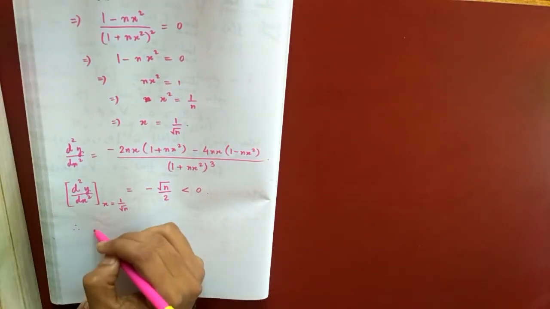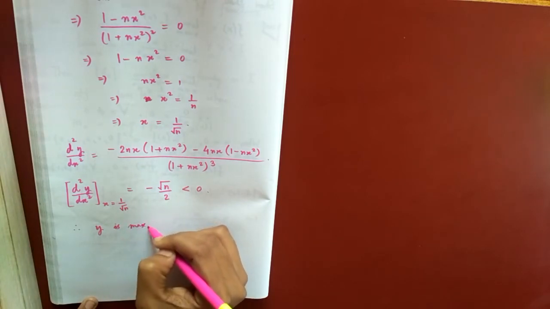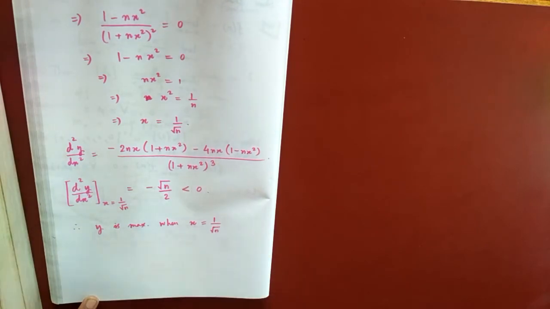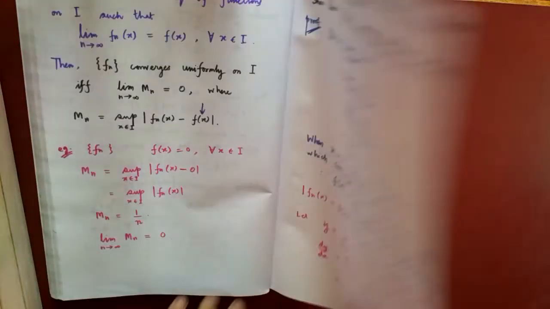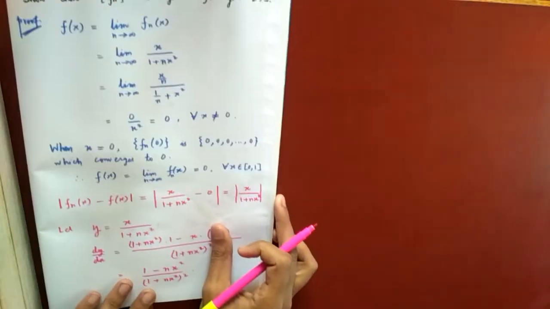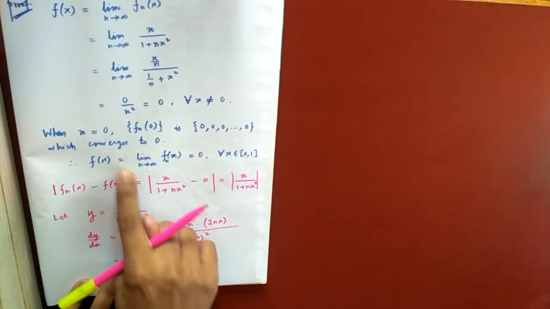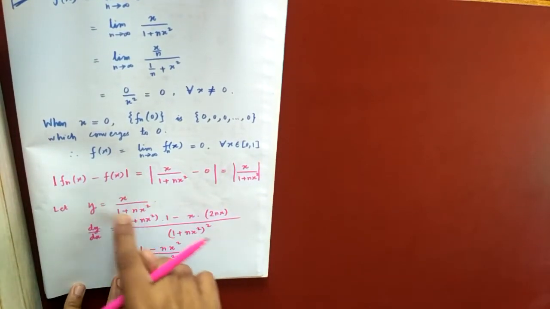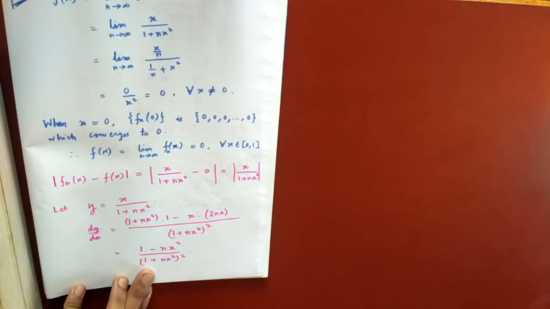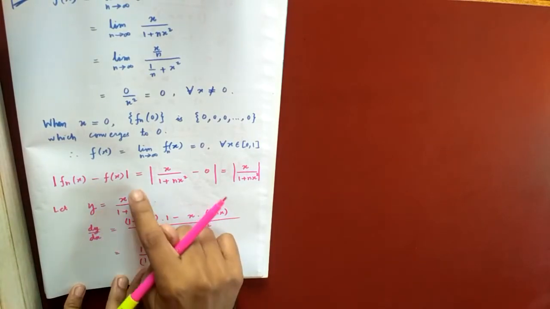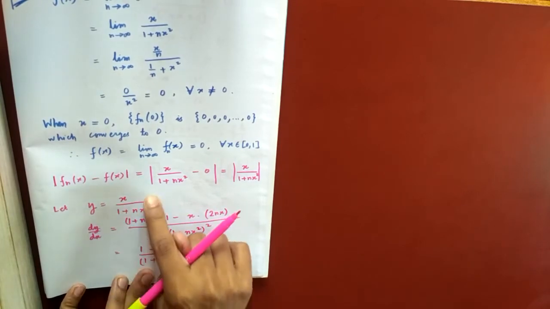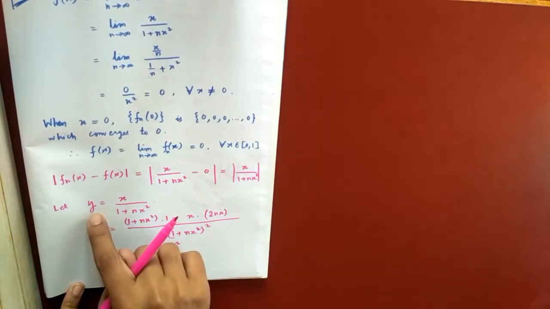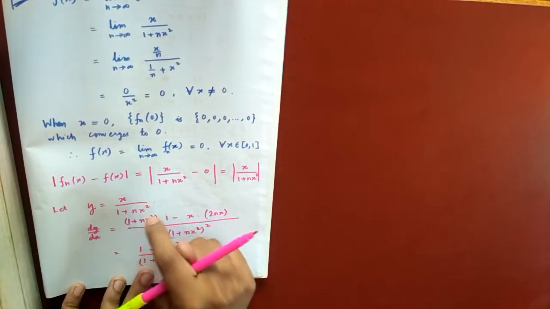So therefore y is maximum when x equals 1 over root n. Right? So my aim was to find the maximum value. I just know at what point the maximum is achieved, but I have to find the maximum value. So how will you find the maximum value of y? You put x equals 1 by root n here.